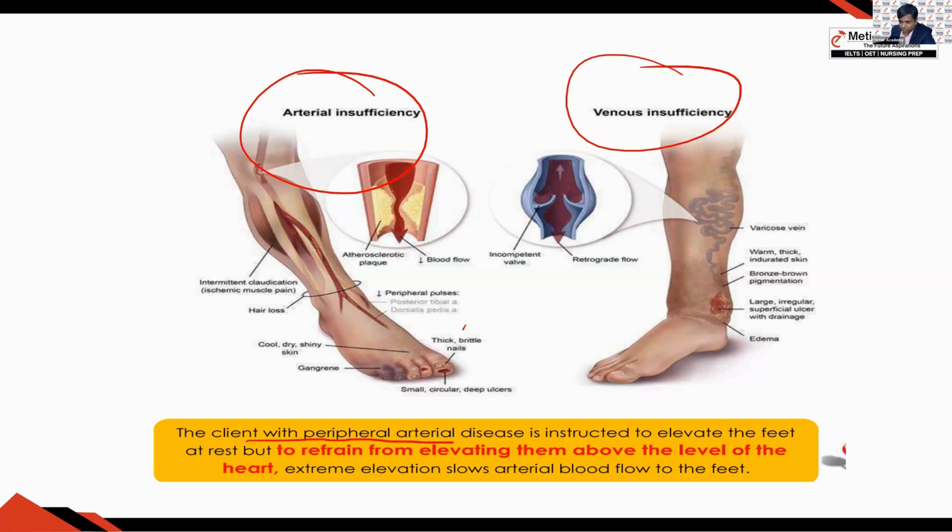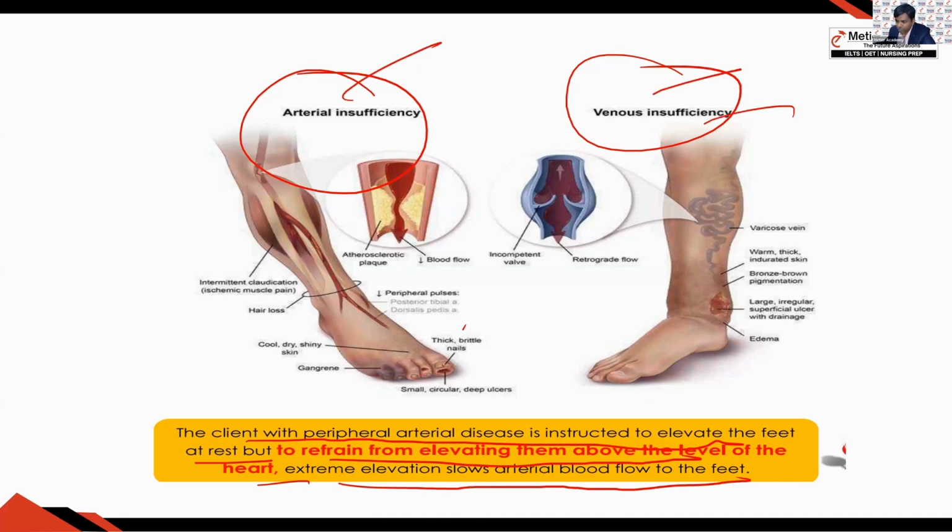The client with peripheral arterial disease is instructed to elevate the feet at rest, but refrain from elevating above the heart level. Extreme elevation will slow the arterial blood flow. Mostly peripheral arterial disease patients elevate, that's a major thing. But how you confirm venous insufficiency and arterial insufficiency is very important.